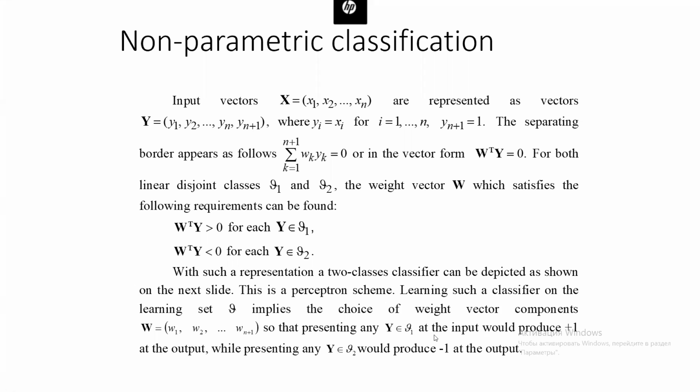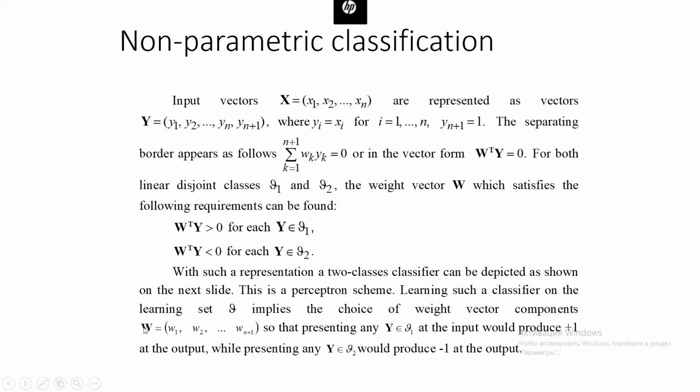So what does it mean? We need to learn our classifier. We need to define all our coefficients, and the number of coefficients will be n plus 1, because the extra one is like a free coefficient. So if you have 10 features, you will obtain 11 coefficients. So presenting any object from the first class at the input would produce plus 1 at the output.